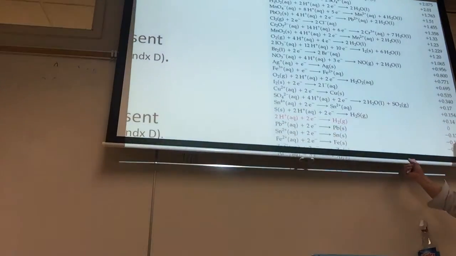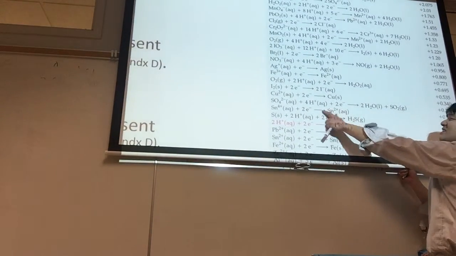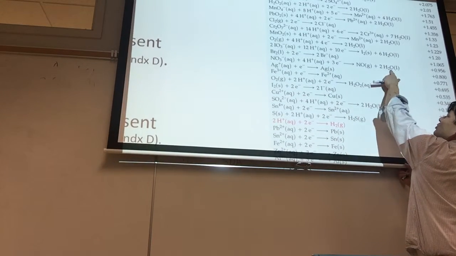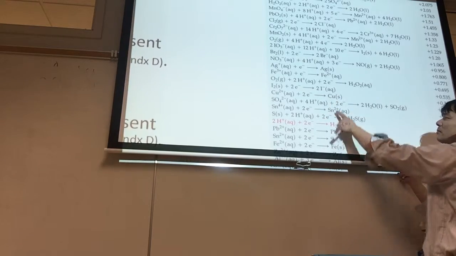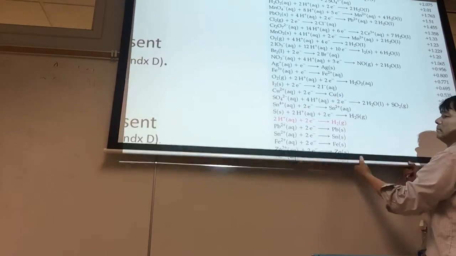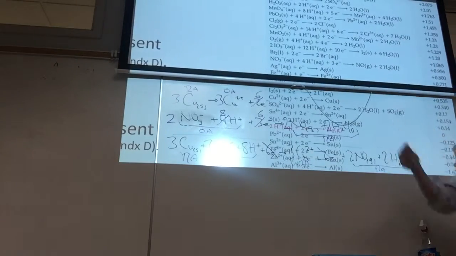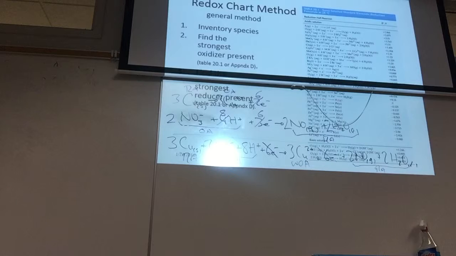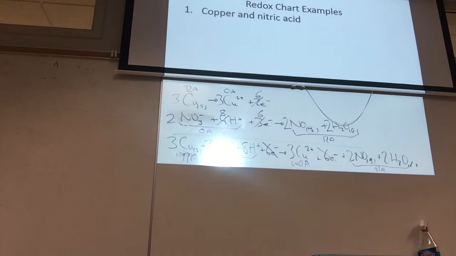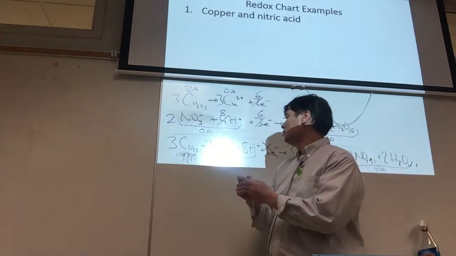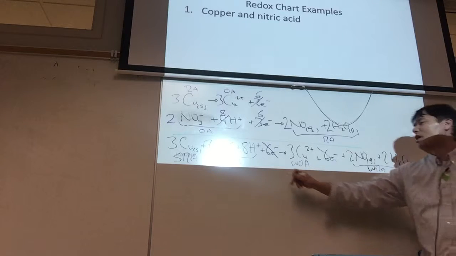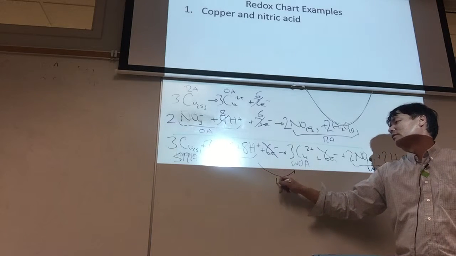Then we do the same for the reducing agents. The reducing agents, copper metal versus NO and H2O. Copper metal is closer to lithium. Copper metal is a stronger reducer. So this is a stronger reducer. This is a weaker reducer. And so we have driving force here, going from stronger to weaker.